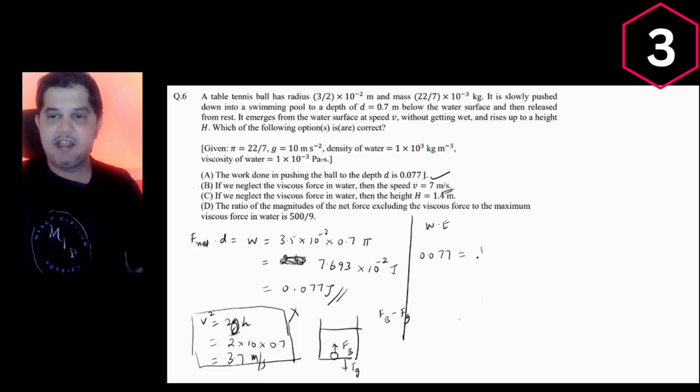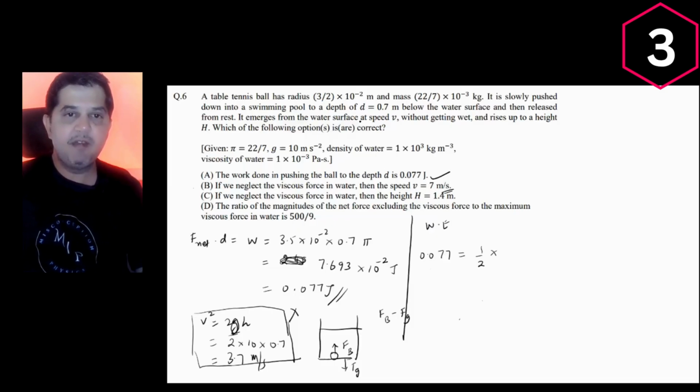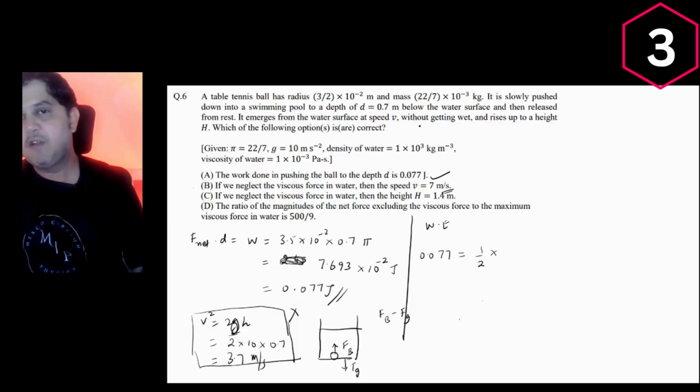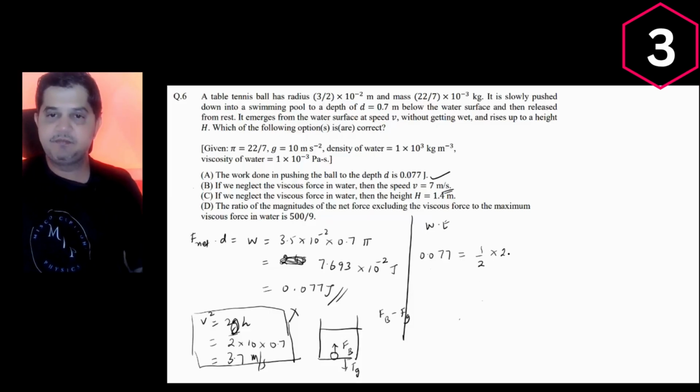What is the difference in kinetic energy? Half into m, the value of m, where is it given? It is 22 by 7 into 10 to the power of minus 3, multiplied by v square. I do not know the value of v square. We are going to find out this value. So let us calculate this.